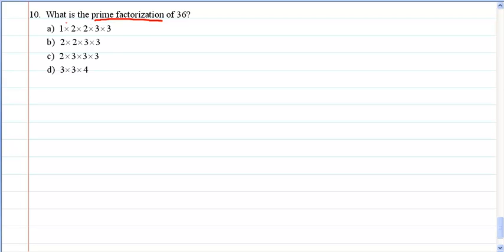So in part A, we have the number 1. 1 is not a prime number, so there's no need to check if choice A multiplies to 36 because 1 is not a prime number. The same with choice D. Even if D multiplied to 36, you have the number 4, which is also not a prime number, so D is out. So now it's just a matter of checking choices B and C. B multiplies to 36, C multiplies to 54, so the answer is B.